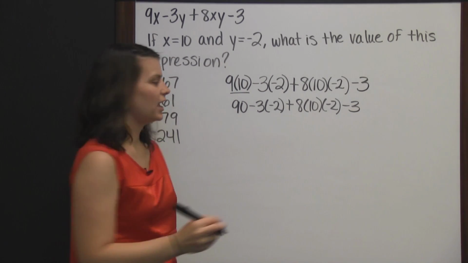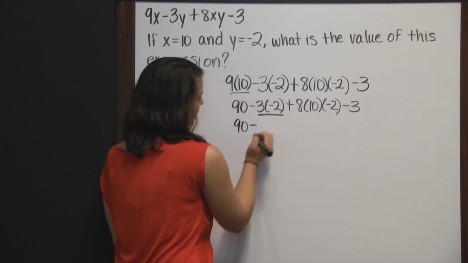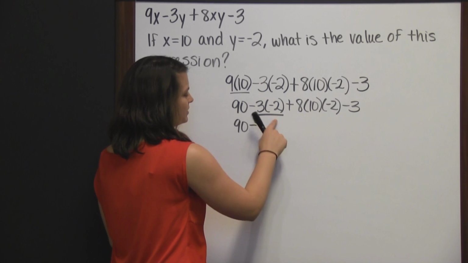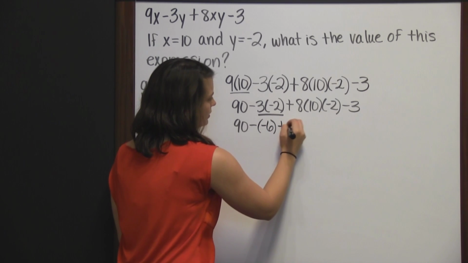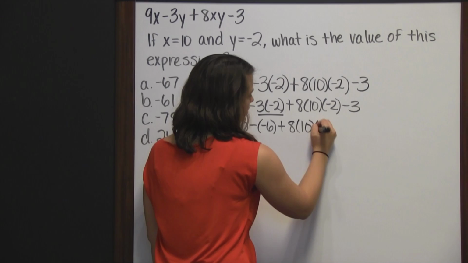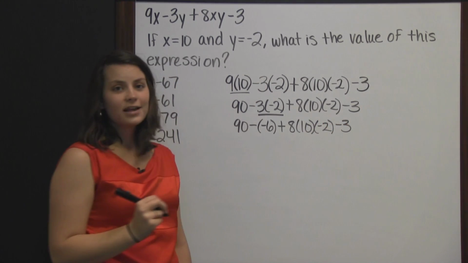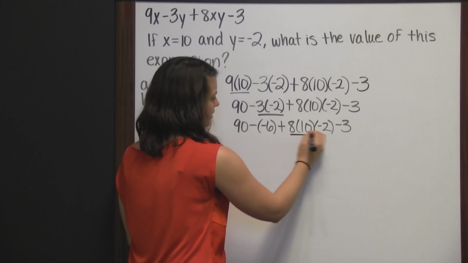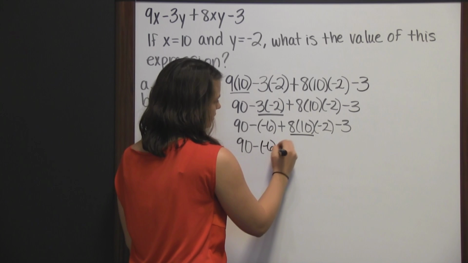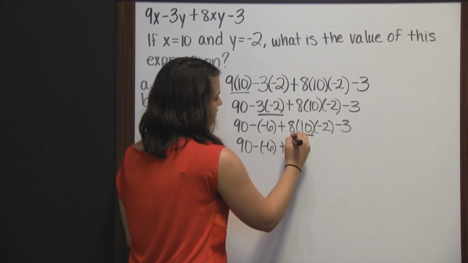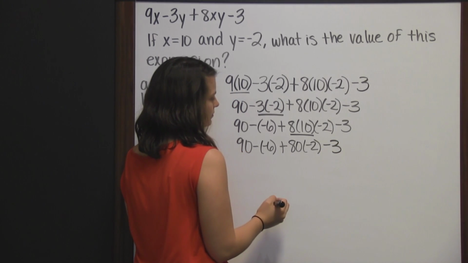Our next set of multiplication would be right here. So I'm going to bring down my 90 minus 3 times negative 2 is negative 6, plus 8 times 10 times negative 2 minus 3. Our next set of multiplication would be 8 times 10. So we have 90 minus a negative 6 plus 8 times 10 is 80 times negative 2 minus 3.